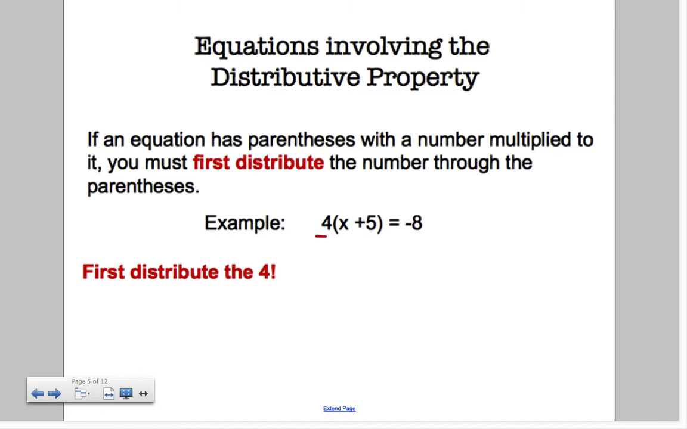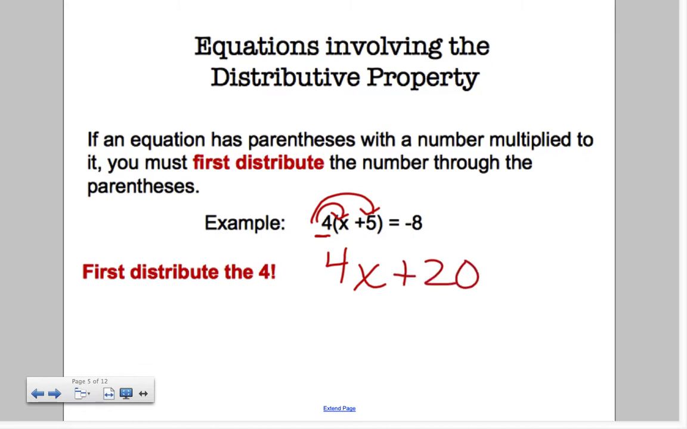Okay? So what you're going to do is take this number right here, whatever number's on the outside, and multiply it by each term inside. So if I take a 4 times an x, what's our new term? Anthony? 4x. If you distribute a factor of 4 to 5, what is our new constant? What's 4 times 5? 20.